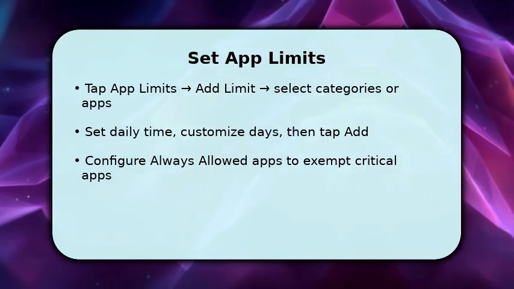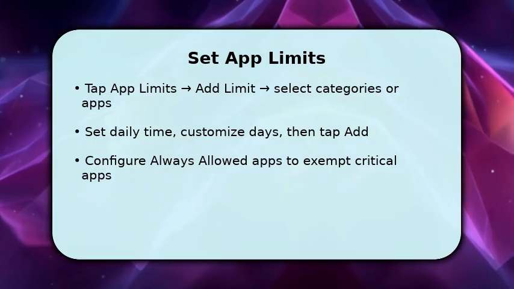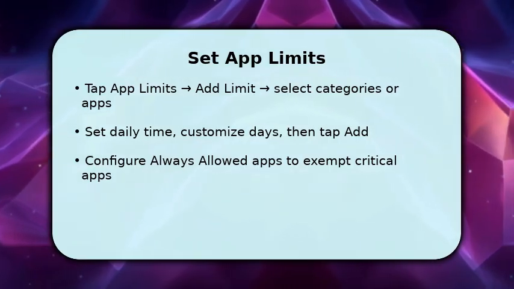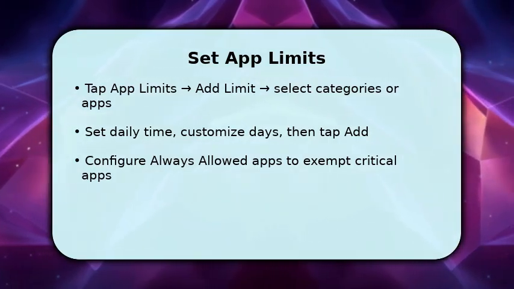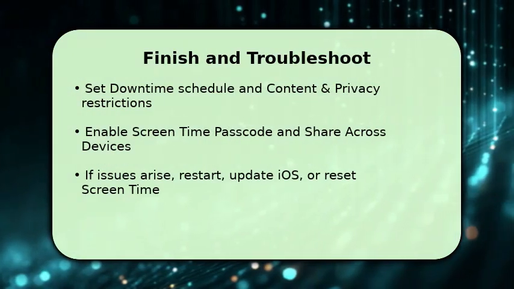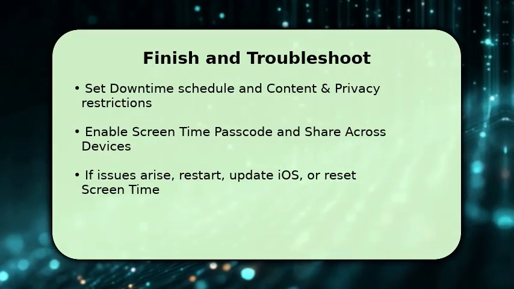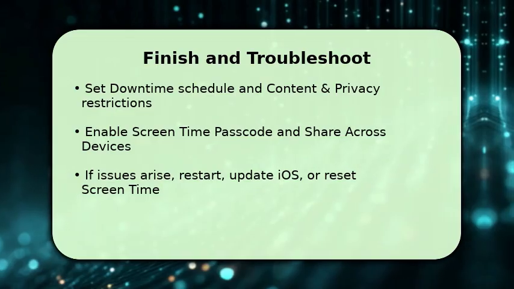Make sure timers are realistic. Shorter limits encourage focus, while longer ones reduce frustration. Once set, you'll finish by scheduling downtime to block non-essential apps overnight. Go to Downtime and pick Start and End times. Then review Content and Privacy Restrictions if you need web, app purchase, or explicit content controls.